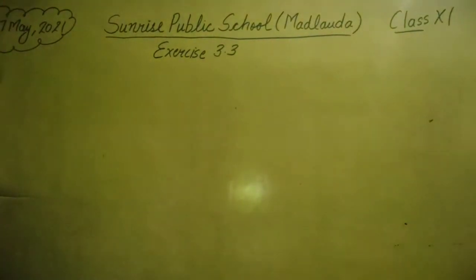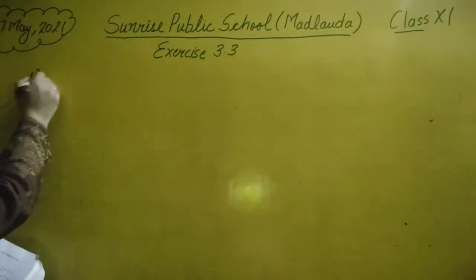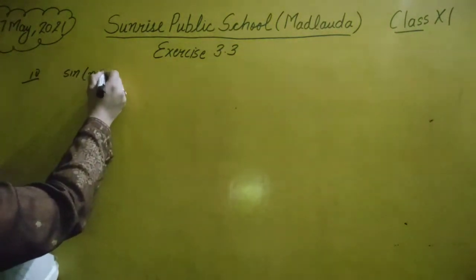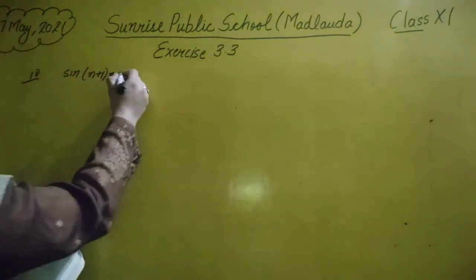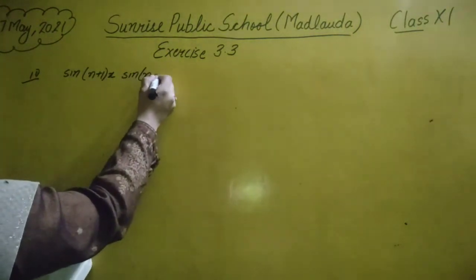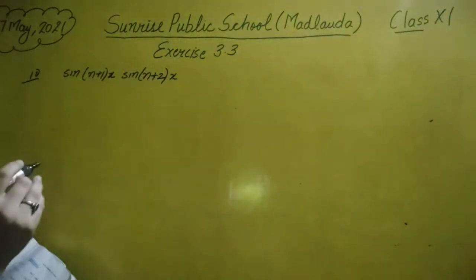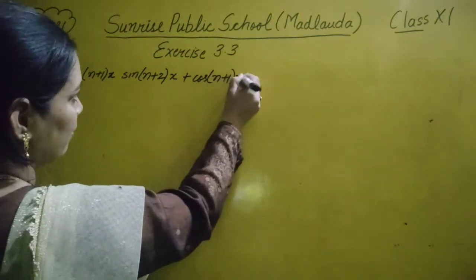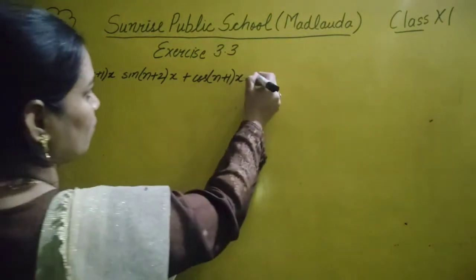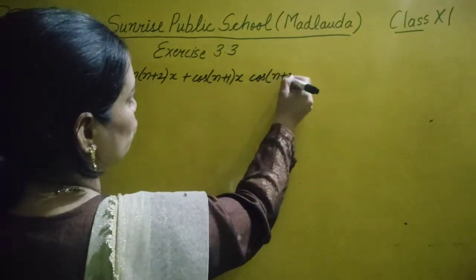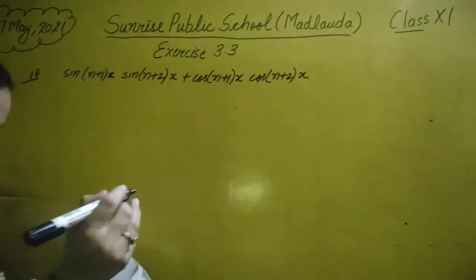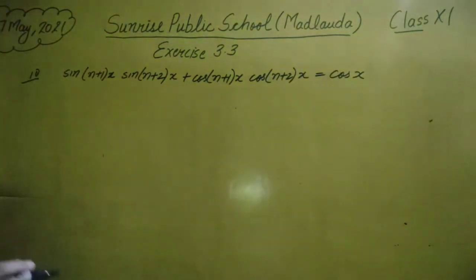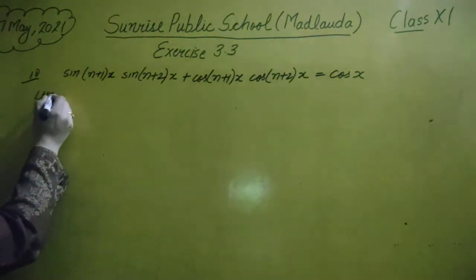Now in question number 10 we have sin of (n plus 1)x, sin of (n plus 2)x, plus cos of (n plus 1)x, cos of (n plus 2)x, and the result will be equal to cos x. We have to prove it. So we will take our left hand side.